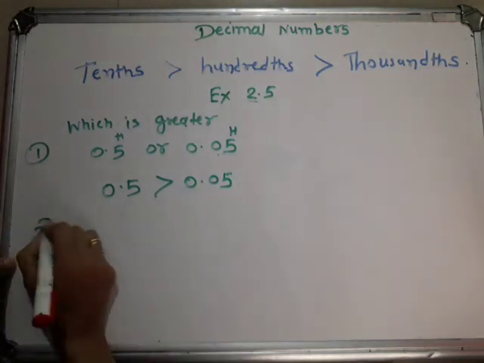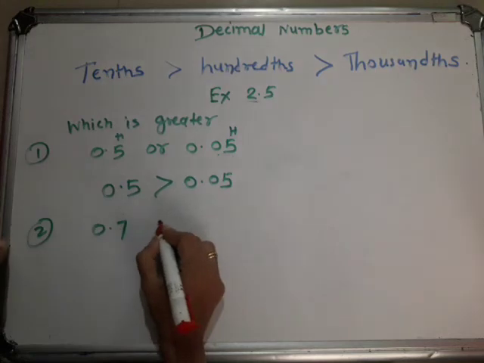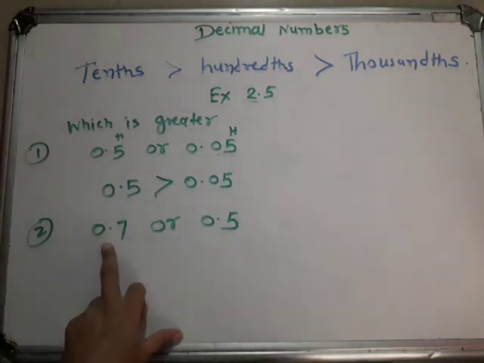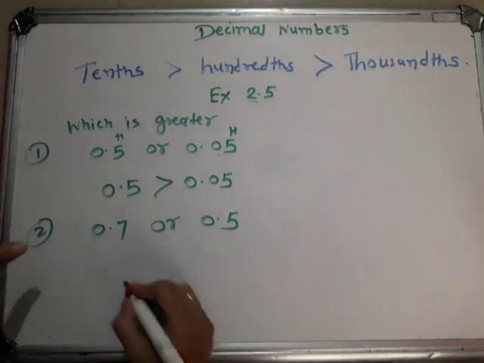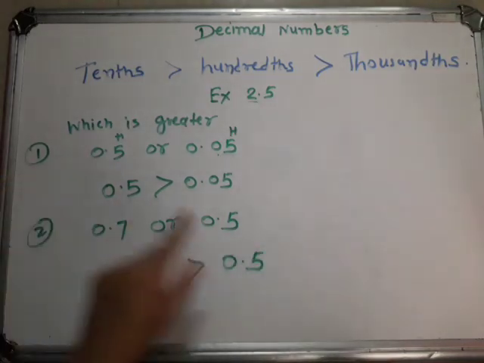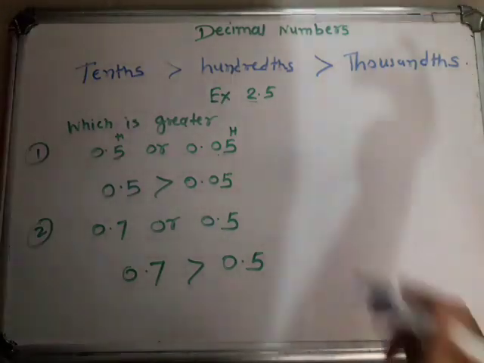Then the next number is 0.7 or 0.5. Again, after the decimal point, here is 7. The 10th place is 7 and the 10th place is 5. Which is greater here? 0.7 is greater than 0.5 because here the 10th place is 5 and here the 10th place is 7.